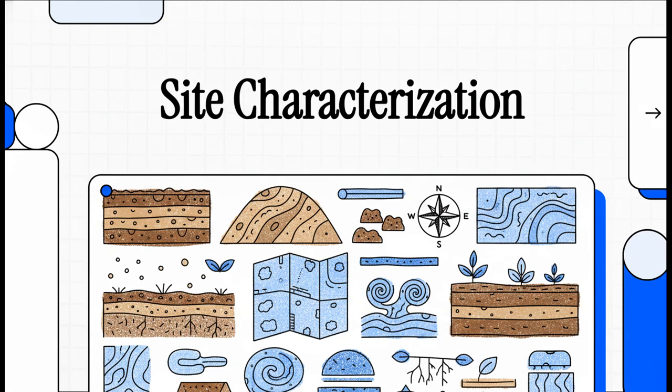All right, let's dive right in. Today, we are talking all about site characterization. And really, you can just think of it as learning how to read the story that a piece of land is trying to tell you. Seriously, every single field, every slope, every patch of soil has its own history, its own potential, and it's all written right there, if you just know how to look.